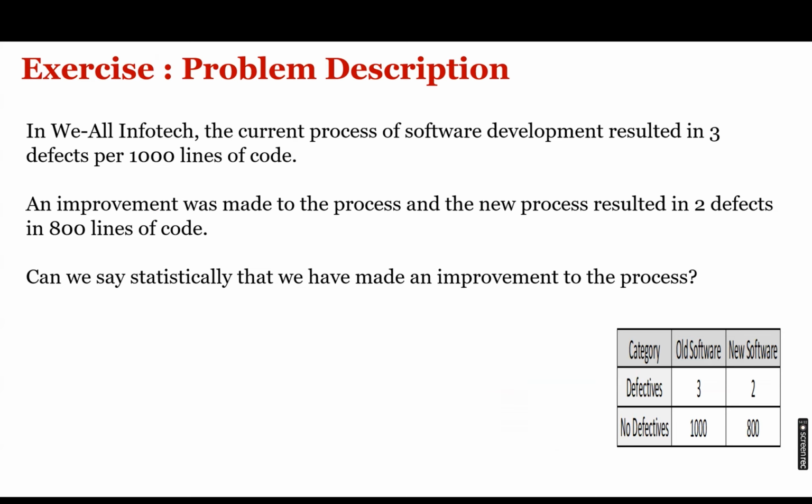Okay. Now, the next exercise. In We All Infotech, the current process of software development results in three defects per thousand lines of code. This is from an IT organization. An improvement was made to the process, and the new process results in two defects in 800 lines of code. Can we statistically say that we have made an improvement to the process, or rather, is the new process better than the old process? So our null will be the new process is not better than the old process.